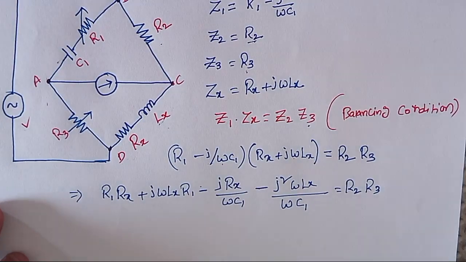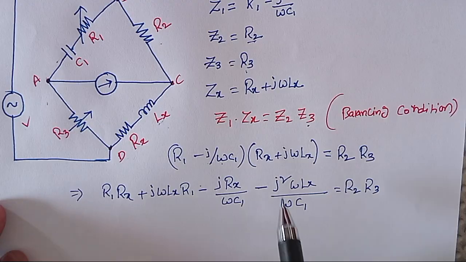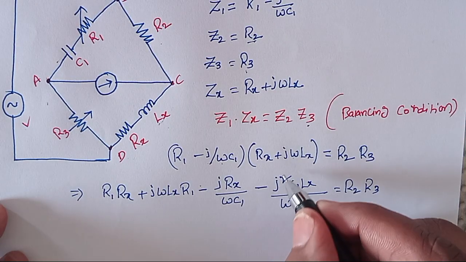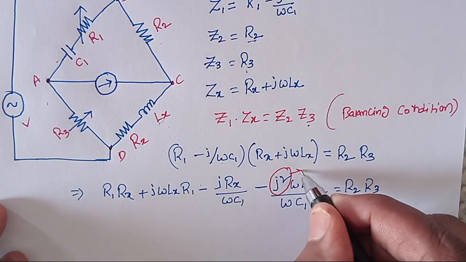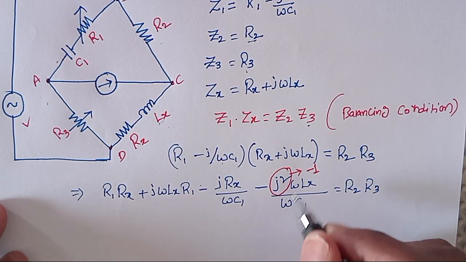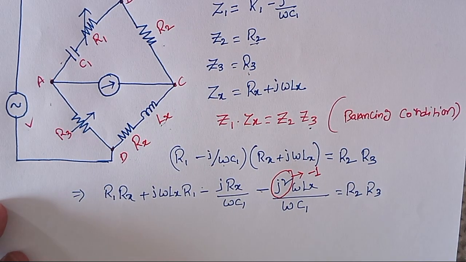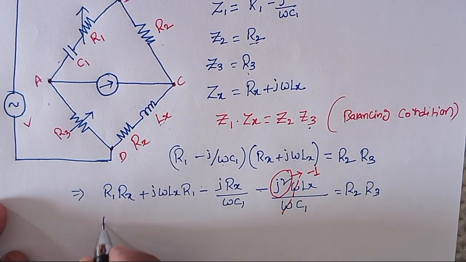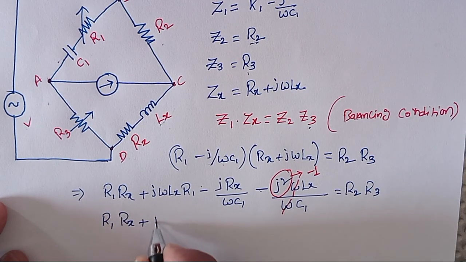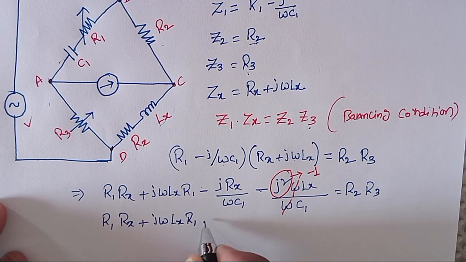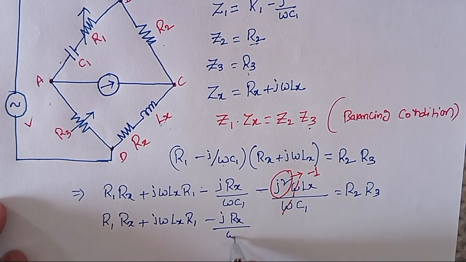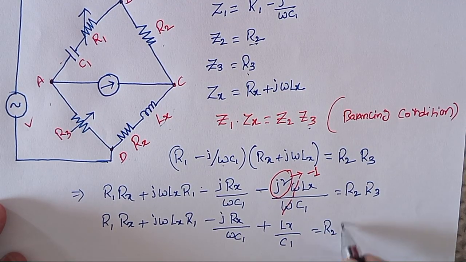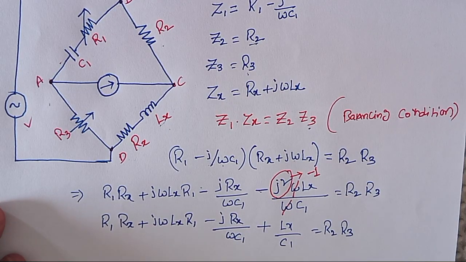Here j squared is nothing but minus 1. So minus 1 into minus 1 gives plus, and at the same time omega gets cancelled. So we get R1 Rx plus j omega Lx R1 minus j Rx by omega C1 plus Lx by C1 equals R2 R3.